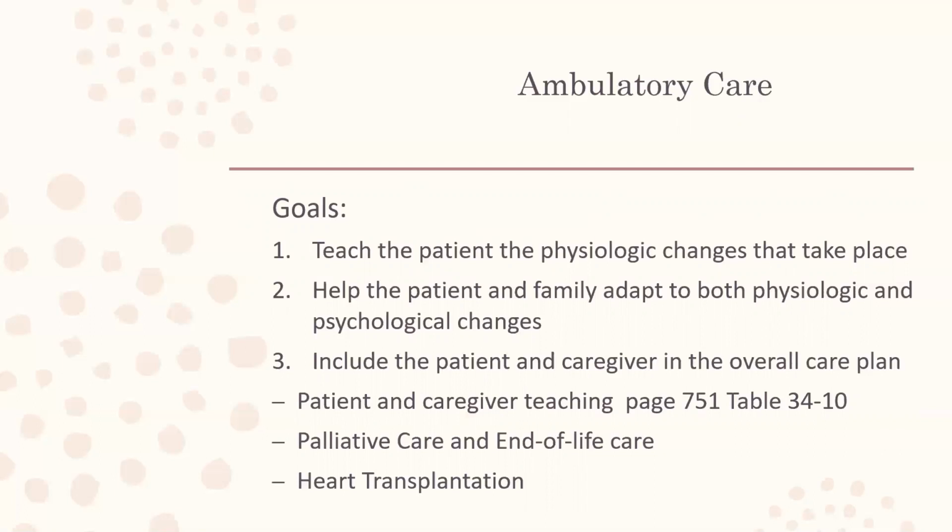So if they weren't responding to treatment, you would want to make sure you discuss hospice and palliative care, because if someone was on stage 4, we're sort of at the end of the line. So anything we can do to prevent them from getting there. But once we are there, we do need to discuss that with them. We want to teach the patient those physiologic changes that take place and help the family adapt to those changes, making sure that you're including the patient and the caregiver in the plan of care.